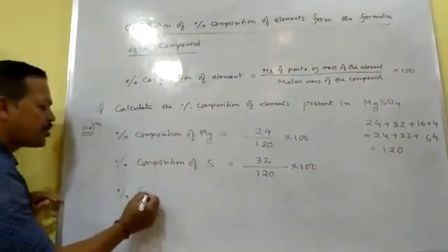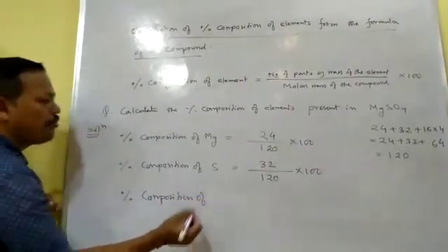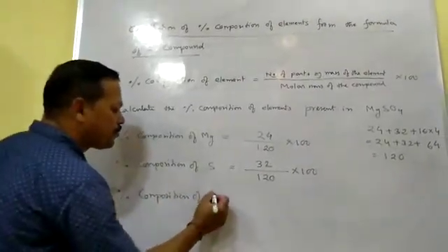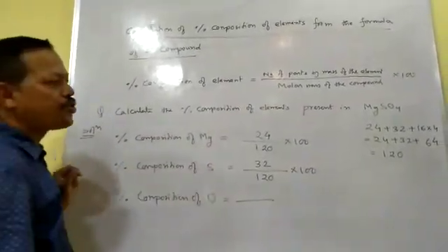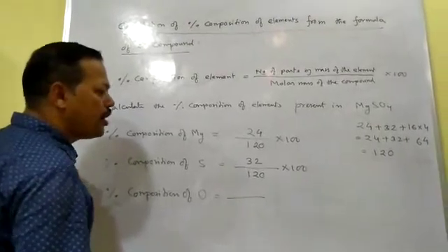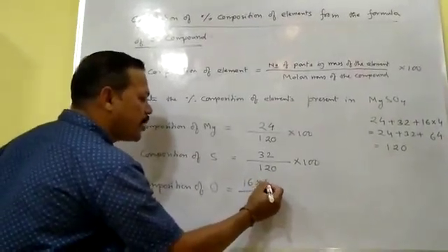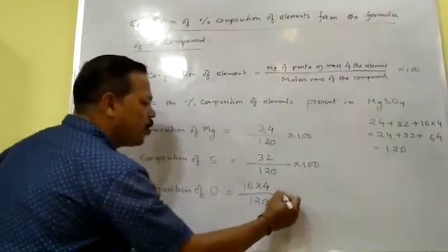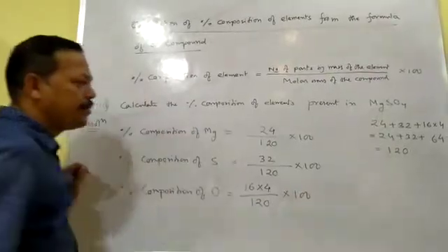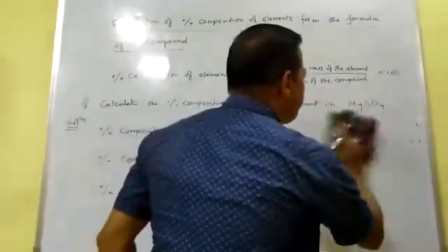Similarly, percentage composition of oxygen is equal to number of parts of oxygen, your formula is MgSO4. There are 4 oxygen in the formula. Oxygen mass is 16. Since there are 4 oxygen, that's why multiplied by 4. 16 into 4 divided by 120, whole thing multiplied by 100. So like this way you can find out the percentage.